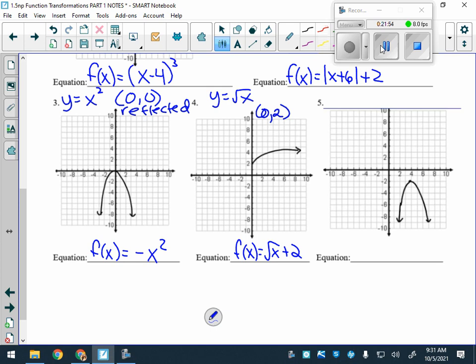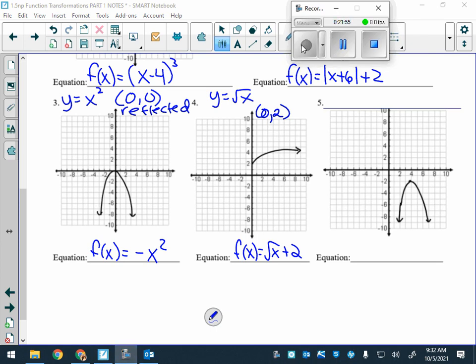Try number 5. All right. Brian, what's our parent function in number 5? Good. Awesome. Okay. Ethan, what is our vertex? 4, negative 2. Good.